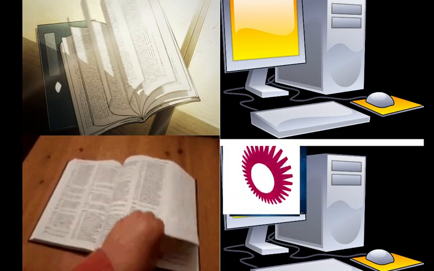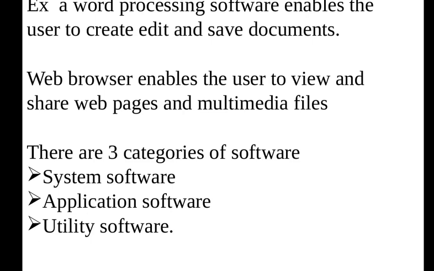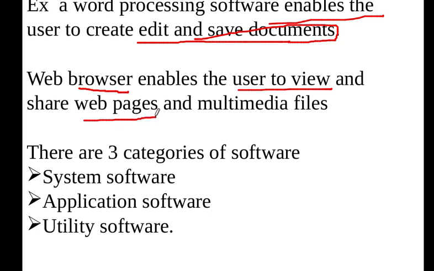Now, example: word processing software or a word document. It enables the user to create, edit and save documents. And a web browser. So what will happen in a web browser? It enables the user to view and share web pages and multimedia files. For example, YouTube will open in your browser, right? Or the YouTube application. Then if you want to see your CET result, from where will you see it? With the help of web pages, right? And to make any document, which software are you going to use? That is Microsoft Office Word, right?